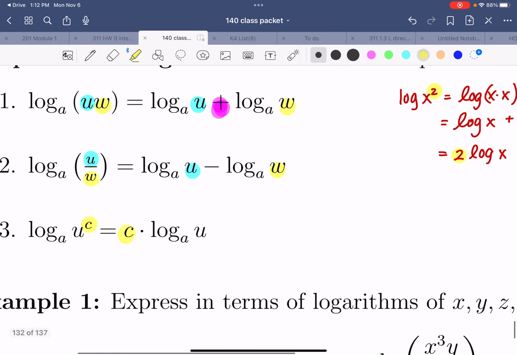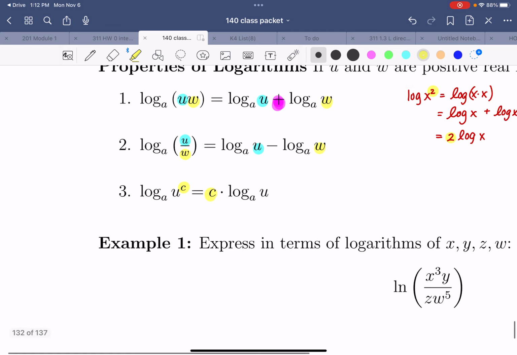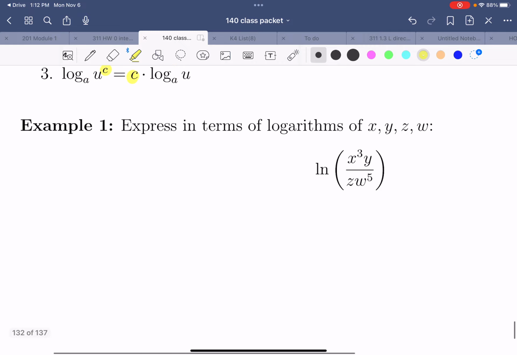But we're going to use these. We're going to use these to expand things. We're going to use them to collapse our logarithms, and then maybe even to solve. So let's take a look at what that's going to look like.